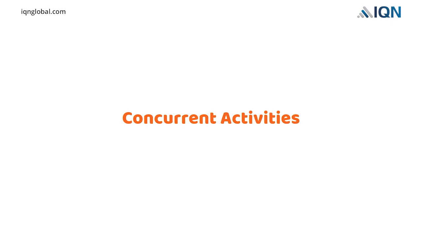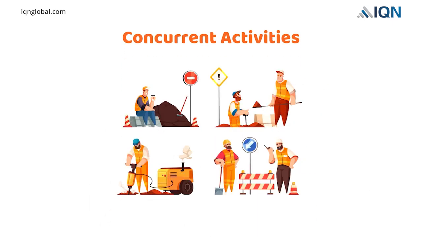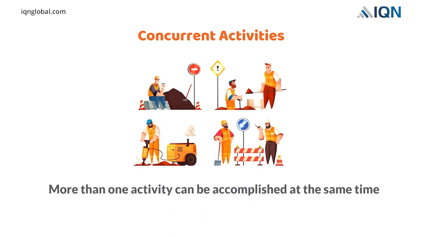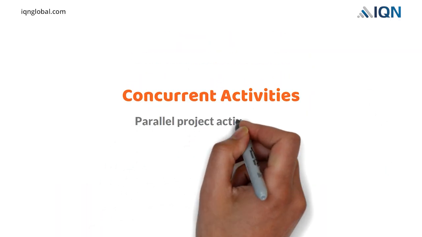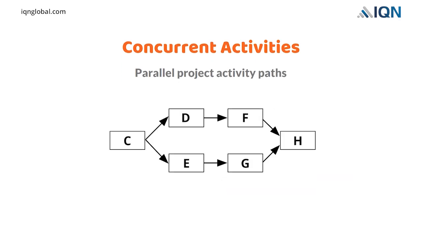Concurrent activities. In many circumstances, it is possible to begin more than one activity simultaneously. When the nature of the work allows for more than one activity to be accomplished at the same time, these activities are called concurrent activities. When concurrent activities are available, parallel project activity paths are constructed through the network. The figure shows an example of how concurrent or parallel project paths are represented in an activity network.